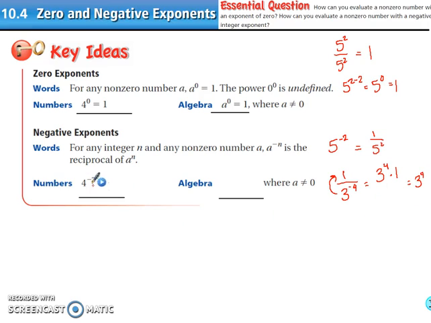So numerically, if we have 4 to the negative second, that actually means 1 over 4 to the positive second. Algebraically, if I have a to any negative exponent, then that's actually 1 over a to the positive exponent. Again, a to the negative n is just the reciprocal of a to that positive exponent.